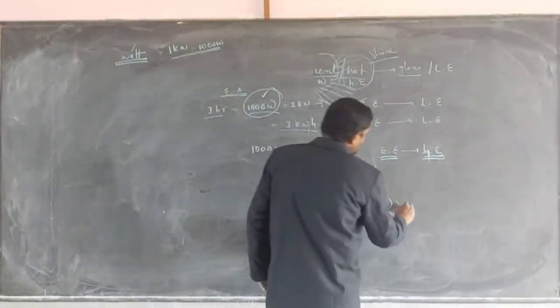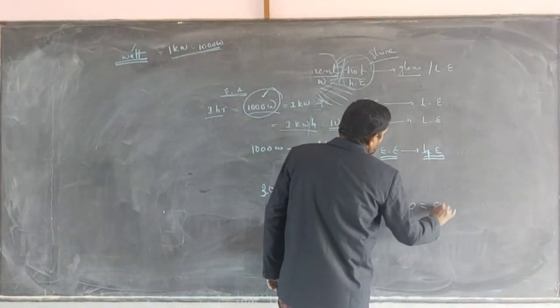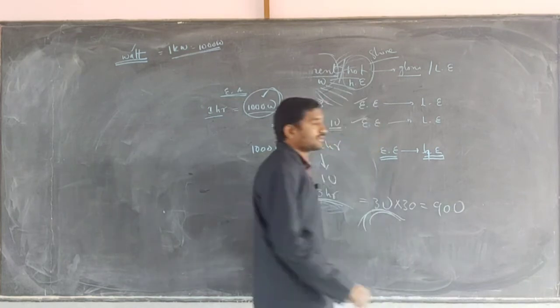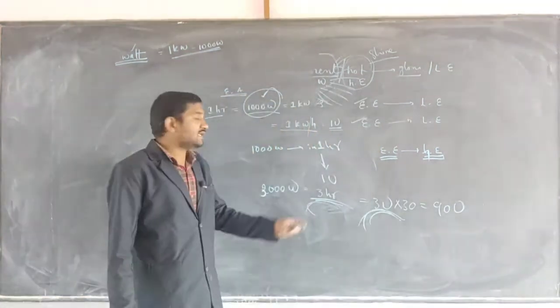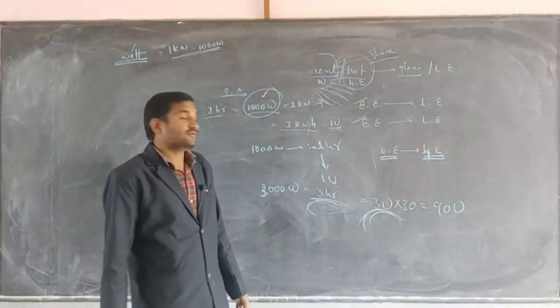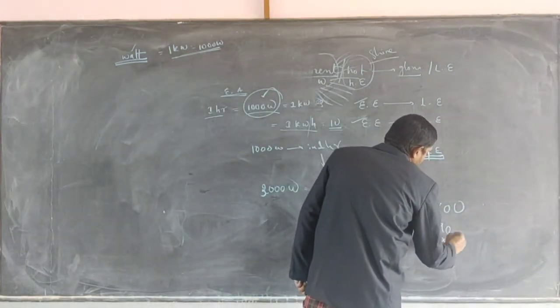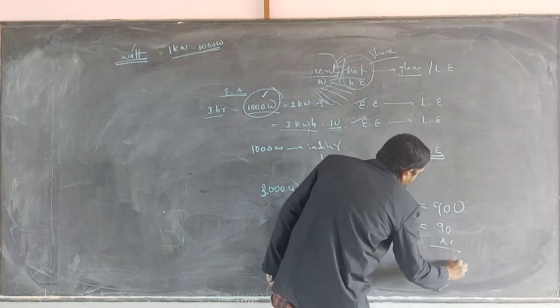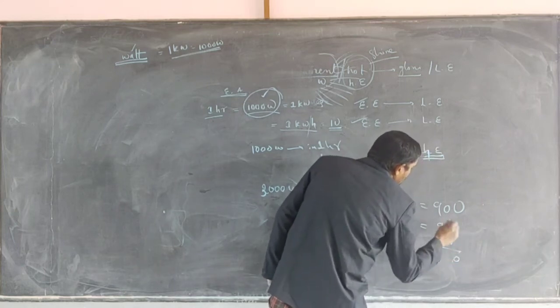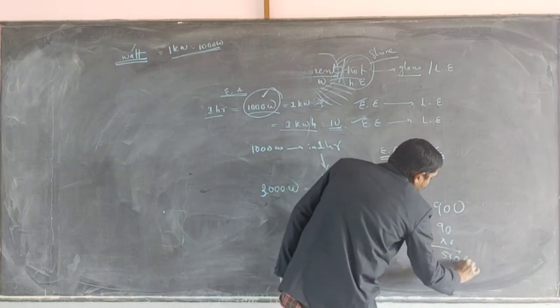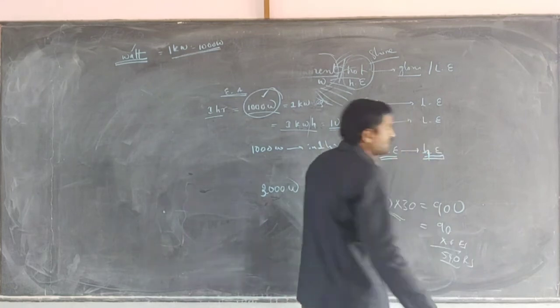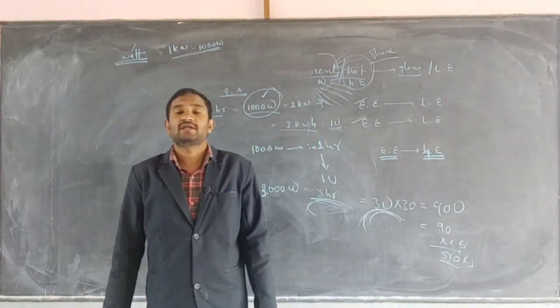So 3 units into 30 days, overall what can we get? 90 units of current only. 90 units of current we consume. Here 90 units, each unit at 6 rupees, 6 into 90 is 540 rupees we can get. 540 rupees of current bill we can get.